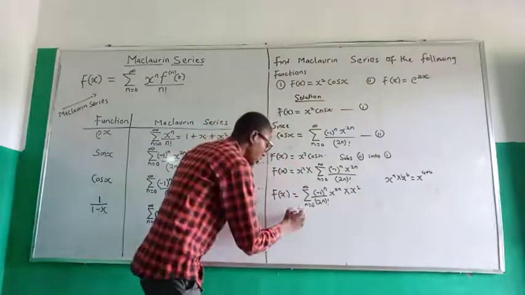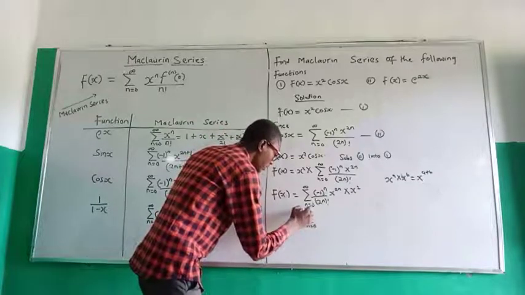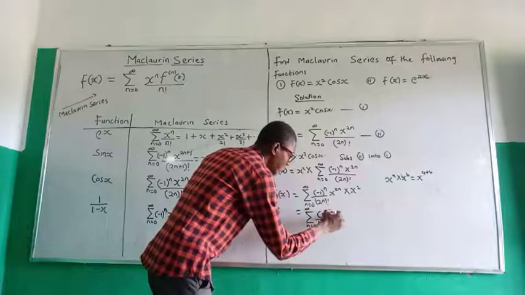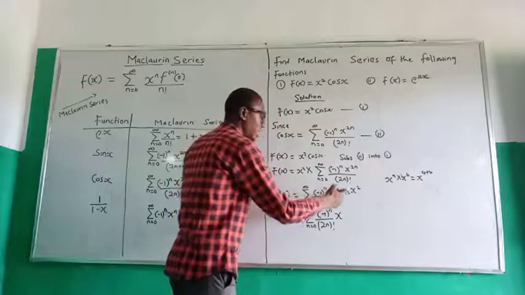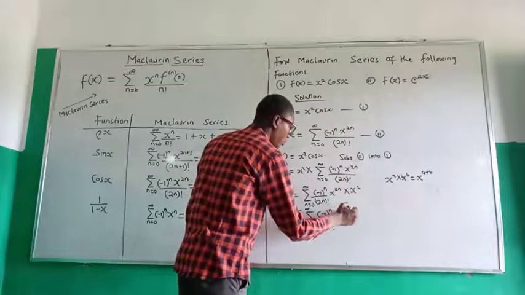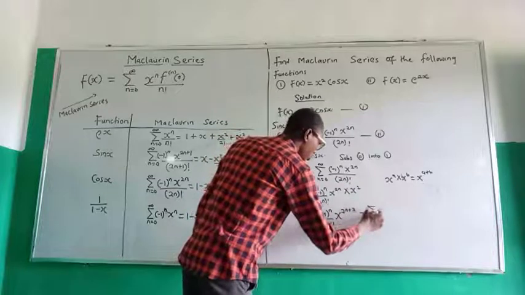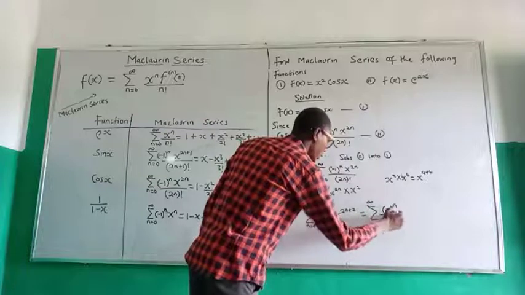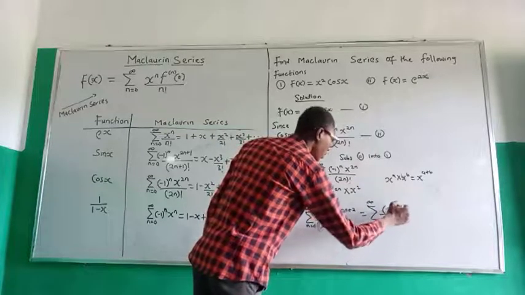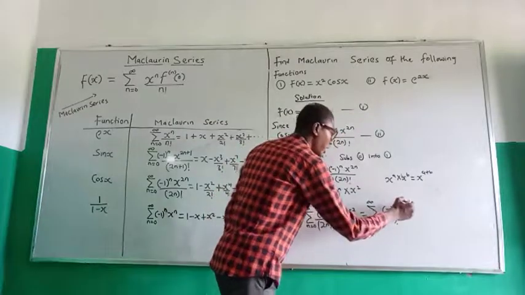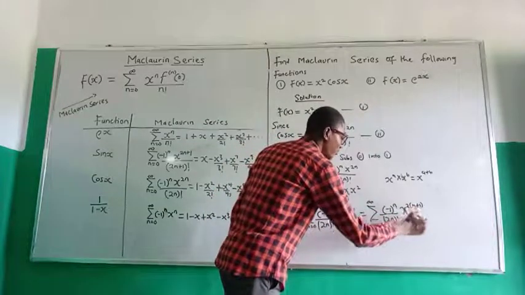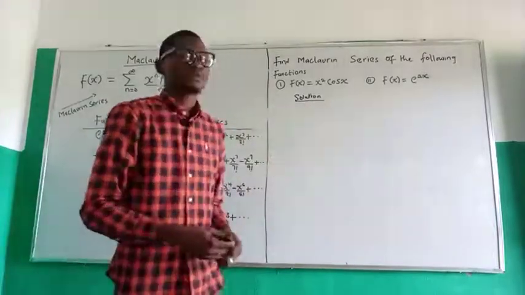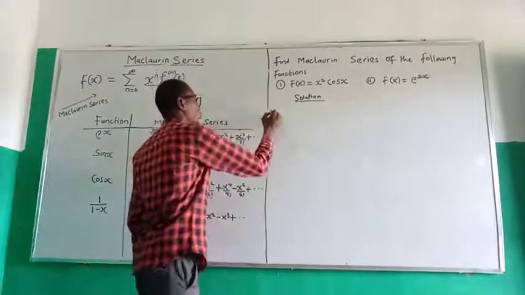From this, you obtain the summation n equals 0 to infinity of minus 1 raised to the power of n over 2n factorial, then x raised to the power, you pick the x squared and take the sum of their powers, which is 2n plus 2. This is the summation n equals 0 to infinity of minus 1 raised to the power of n over 2n factorial, then x raised to the power 2 times n plus 1, where you factorize 2 out. So this is the Maclaurin series of this function.